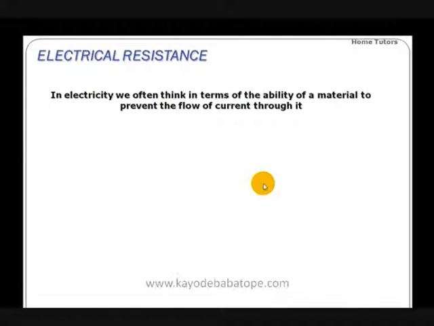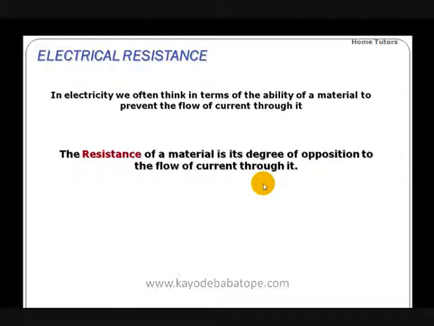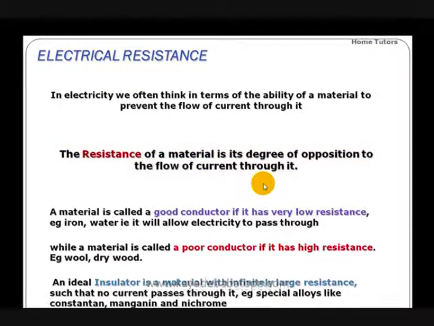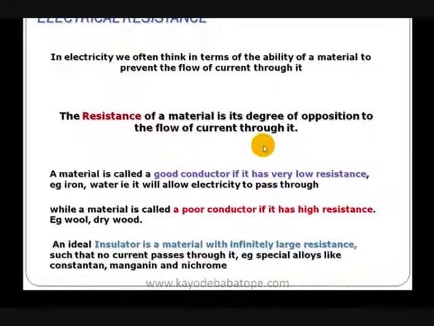Now let's talk a little bit about electrical resistance. In electricity, we often think in terms of the ability of a material to prevent the flow of current through it, and this is what is called resistance. The resistance of a material is its degree of opposition to the flow of current through it. A material is called a good conductor if it has very low resistance. That is, it allows current to pass easily through it.